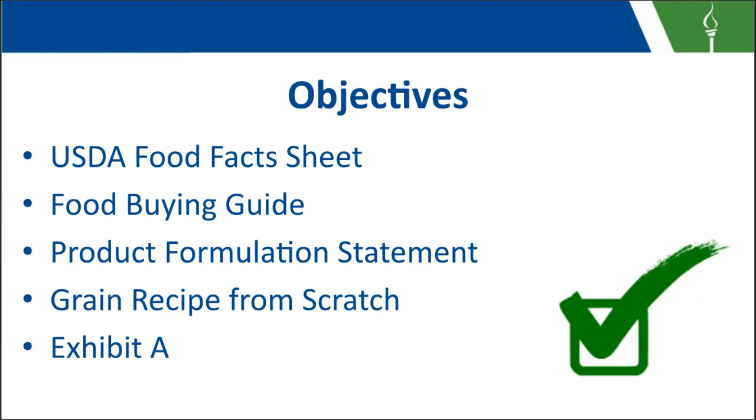We're going to use product formulation statements, which can be obtained from your manufacturers for each of the products that you are working with. Then we're going to look at calculating a grain recipe from scratch. So looking at a recipe for a grain product and determining the contributing amount of that grain component. And then the last thing we're going to do is look at Exhibit A and determine how to find that grain contribution from a processed grain product.